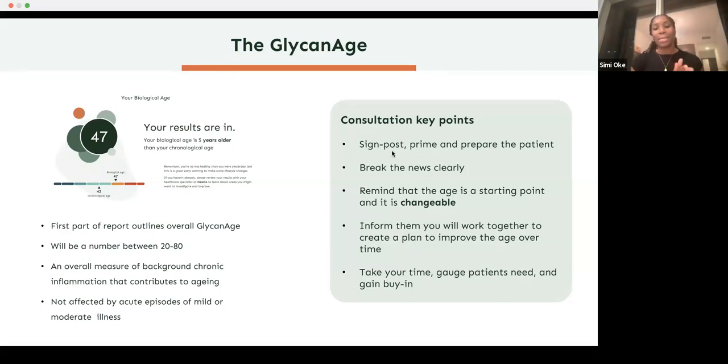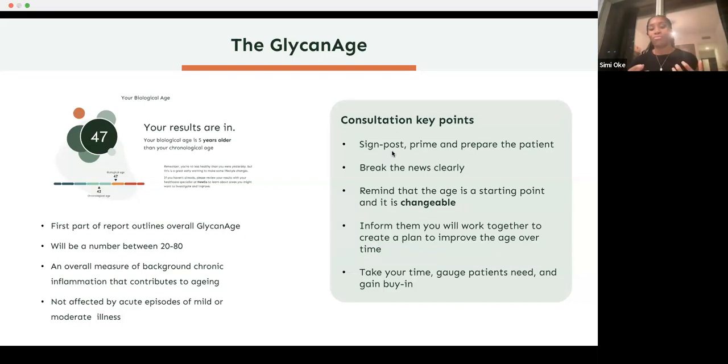So as I mentioned, one of the things that we do know with GlycanAge is that, unlike many tests, it's not looking at being in line with your chronological age. We're specifically trying to understand where you are as compared to your chronological age. Some people do have quite large deviations from their chronological age, and this can be quite a shock to them. So I think it's very important to signpost and prime the patient and be very clear when you're breaking that news to them.